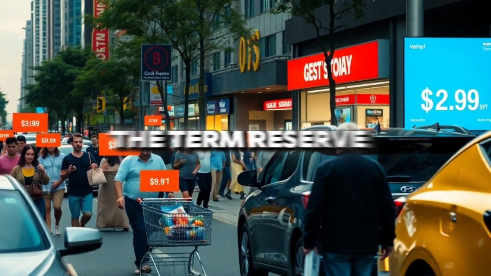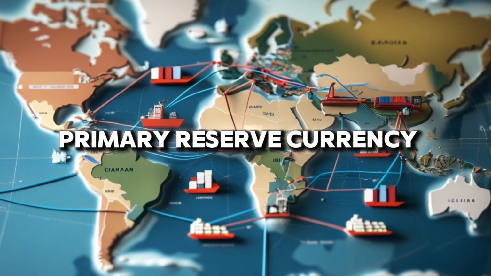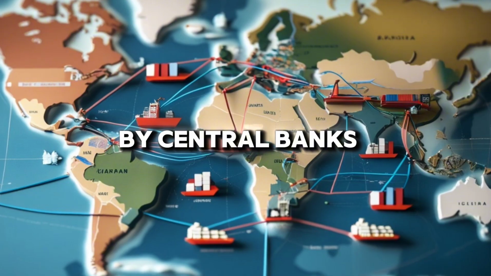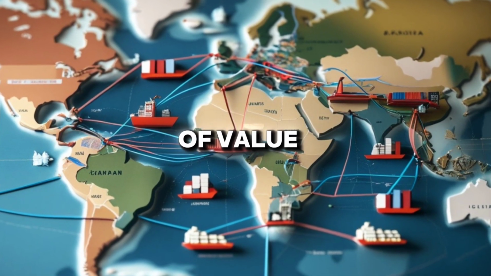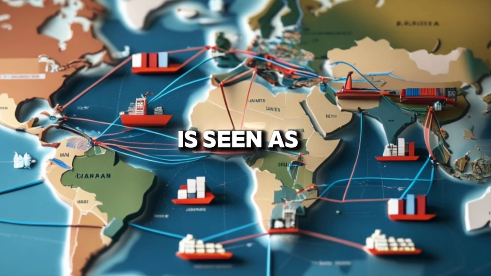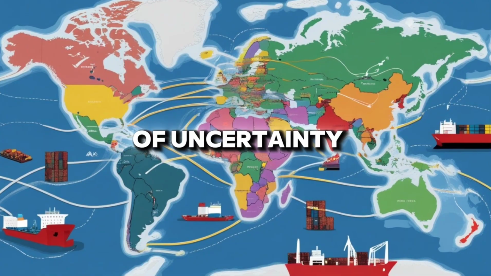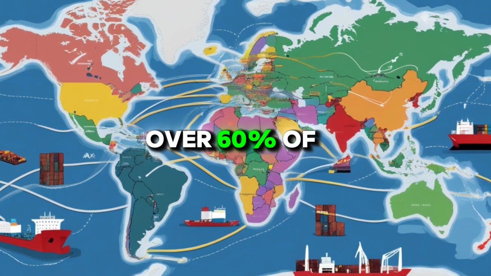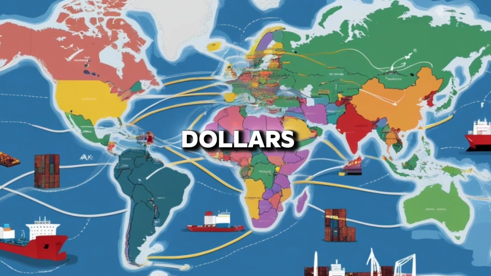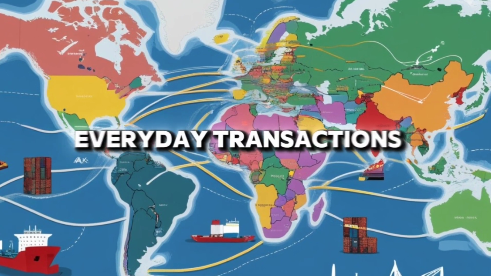You've probably heard the term reserve currency. But what does that really mean? Well, the US dollar is the world's primary reserve currency, meaning that it's held by central banks across the globe as a store of value. This status of being the reserve currency isn't accidental. The US dollar is seen as a stable and reliable currency, especially in times of uncertainty, and because of this, over 60% of global reserves are held in US dollars. That gives the dollar unmatched influence, both in global markets and in everyday transactions.